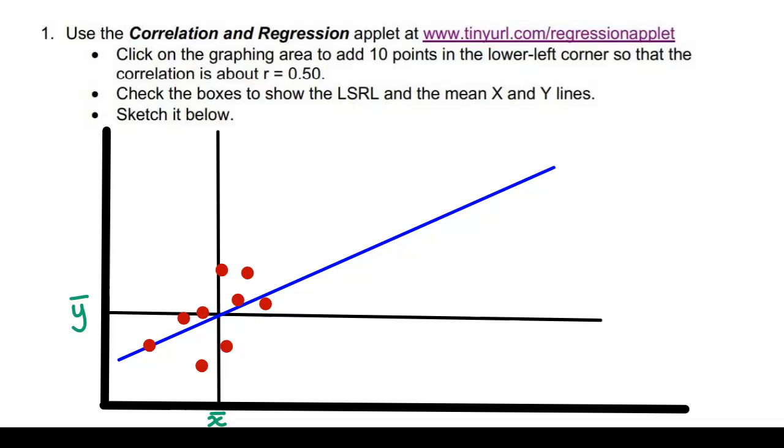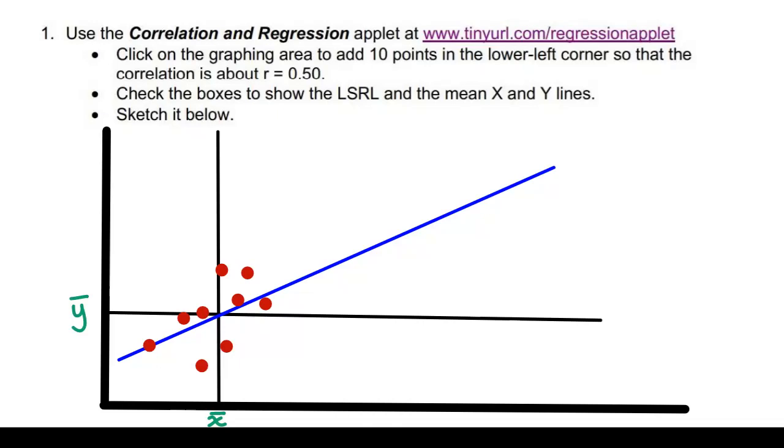So they took all the y parts of these ordered pairs, they added them together. Since I have 10 points, they divided by 10. That's what this line is showing right here. This vertical line is the average for all the x parts of these ordered pairs. So if I add a point way out here on that y mean line, what happened to the slope of my line? It decreased pretty severely, right?